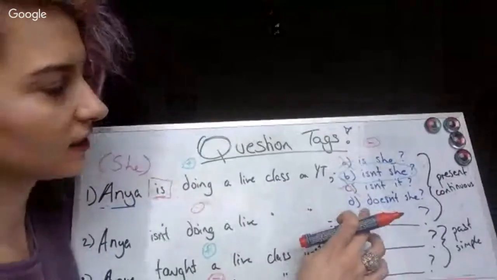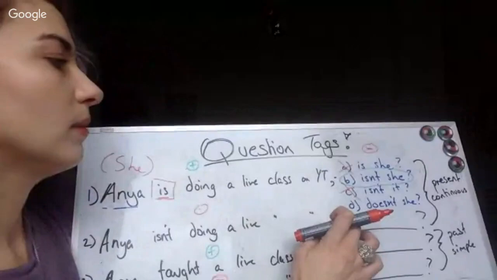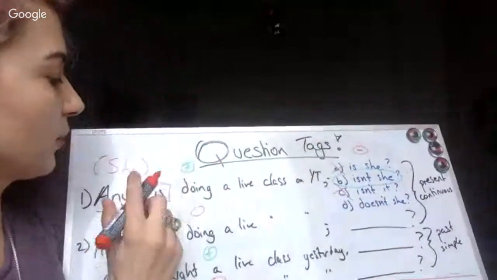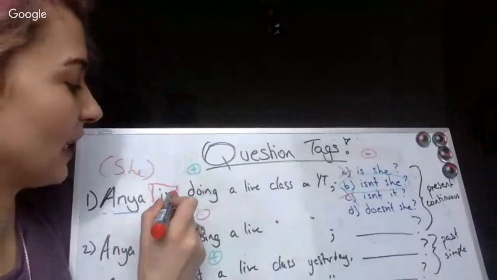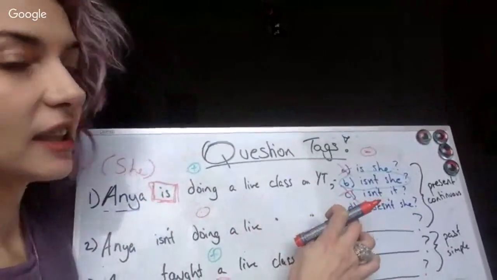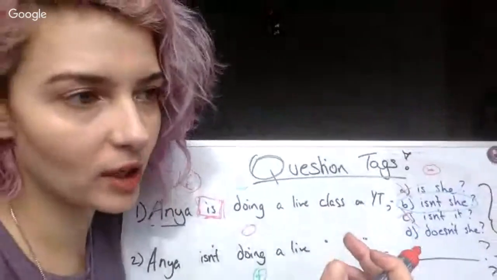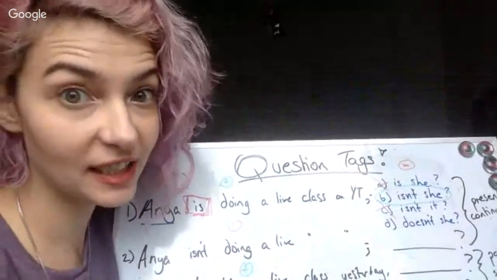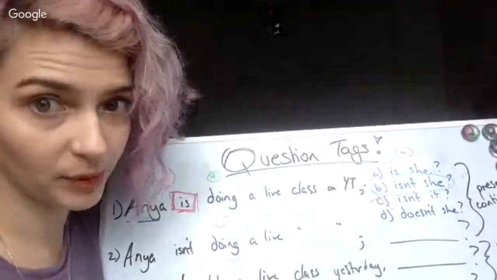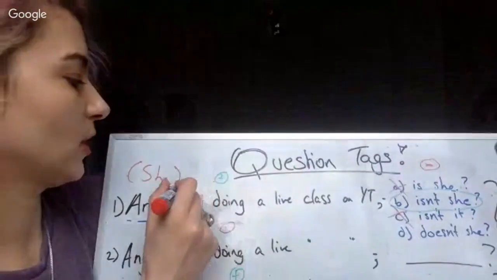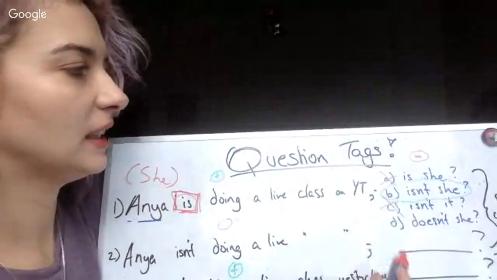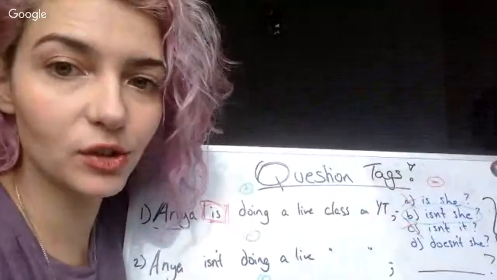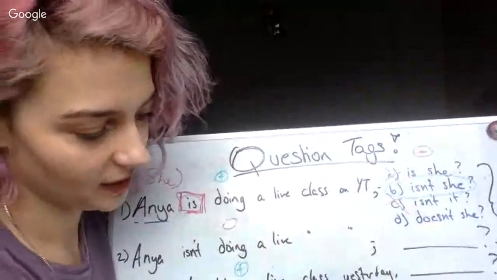Why is it not D, doesn't she? Because of the verb to be, basically, because we've got is here. One example of a question tag where we could use doesn't she, we could say Anya teaches English, doesn't she? That would be correct. But because we've got is doing, we need isn't she. So the correct answer was B. Anya is doing a live class on YouTube, isn't she?